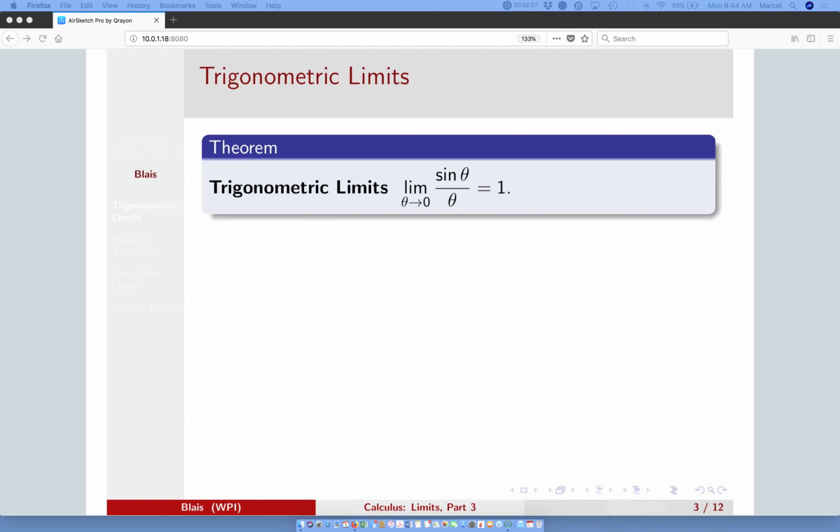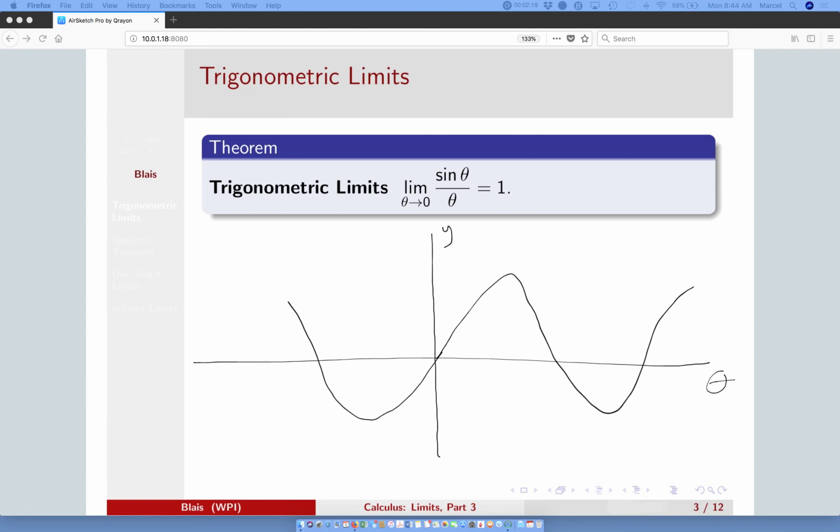Intuitively, what this is telling us is that if we look at the graph of y equals sine theta, and we compare it to the graph of the line y equals theta, what's happening is you zoom in. So if you keep zooming in on the origin, the limit of sine of theta over theta as theta goes to 0 being 1 means that sine theta and theta are becoming more and more indistinguishable as you hone in on the origin. That's what it means for this limit of this ratio to be 1.